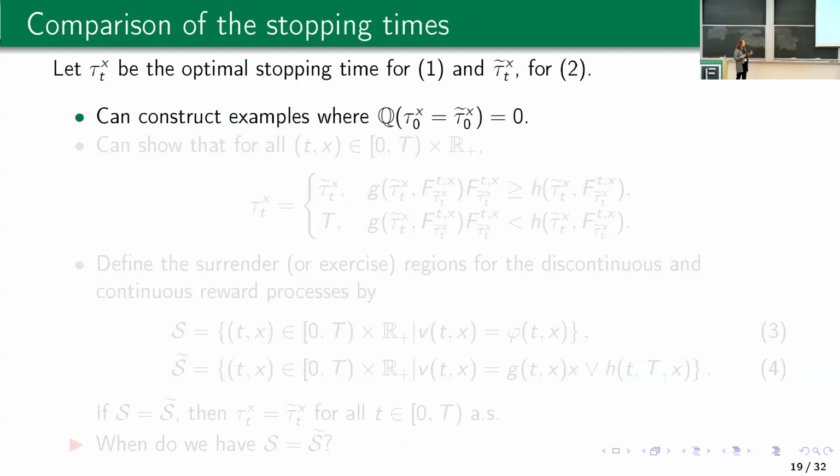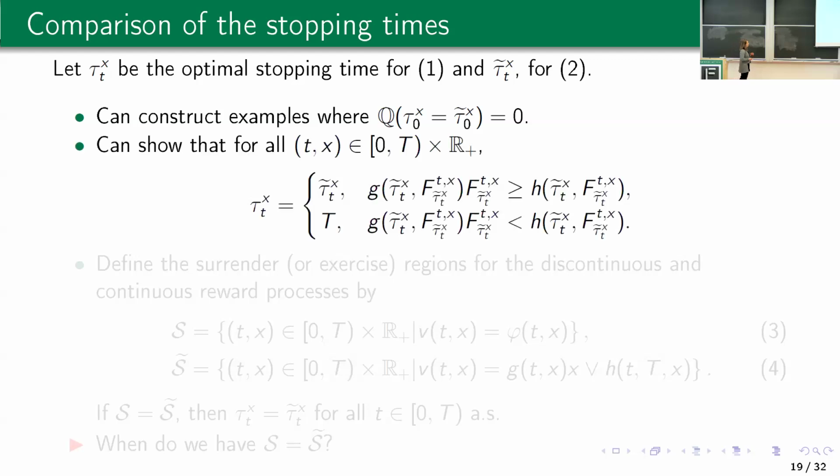Actually, when the stopping time is trivial, when there's no incentive to surrender throughout the life of the contract, the stopping time tau tilde, the one for the continuous reward function, is at inception of the contract, whereas tau, the one from our original value function, is at maturity of the contract.